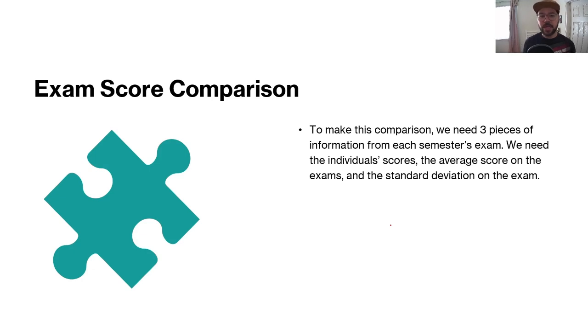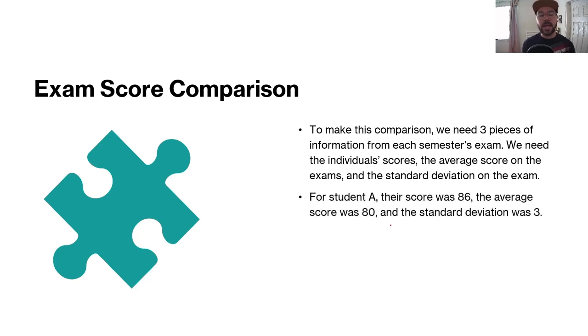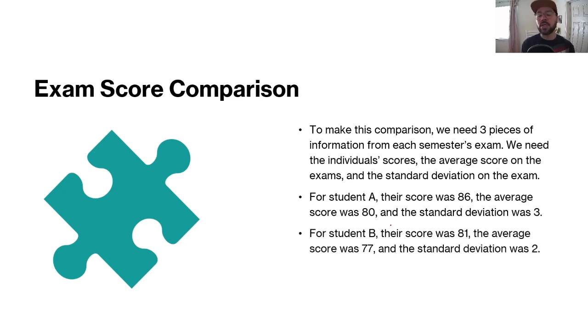So to make this comparison, we need three total pieces of information for each student. We need the individual scores, we need the average score of the exam, and we need the standard deviation from the exam. So for student A, we're going to say that their score was 86, the average score was 80, and the standard deviation was 3. For student B, we're going to say that their score was 81, the average score was 77, and the standard deviation was 2.